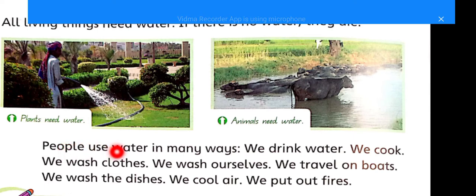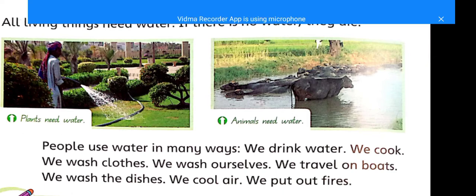Same like our clothes, as we have discussed, for washing we use water. Just like the clothes, we also wash dishes with water. It is also important. Next point is that we cool air. In the air coolers which we have in our homes, we always use water to cool down the air.